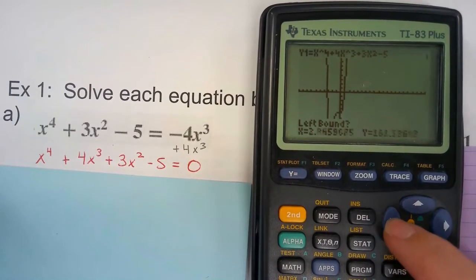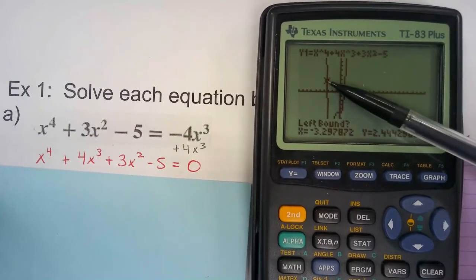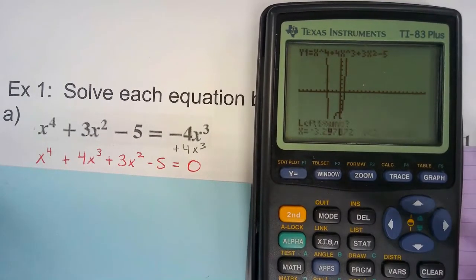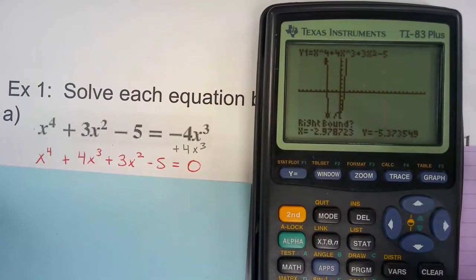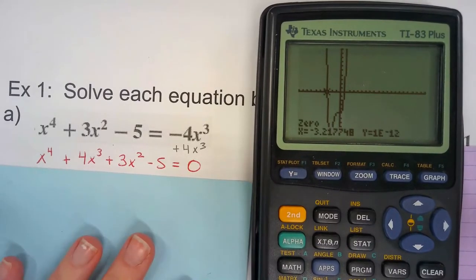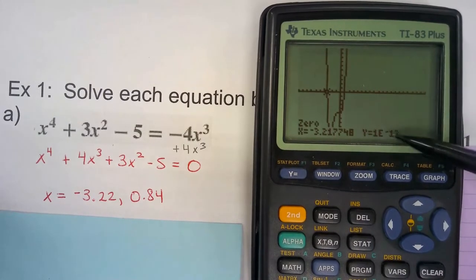So I'm going to start with this guy over here on the left. There we go. So right here, my cursor would be left of my x-intercept. So I'm going to hit enter. I'm going to hit my right cursor so that I am right of that guy, and then I'm going to hit enter again. And so I get one of my answers to be at negative 3.22.